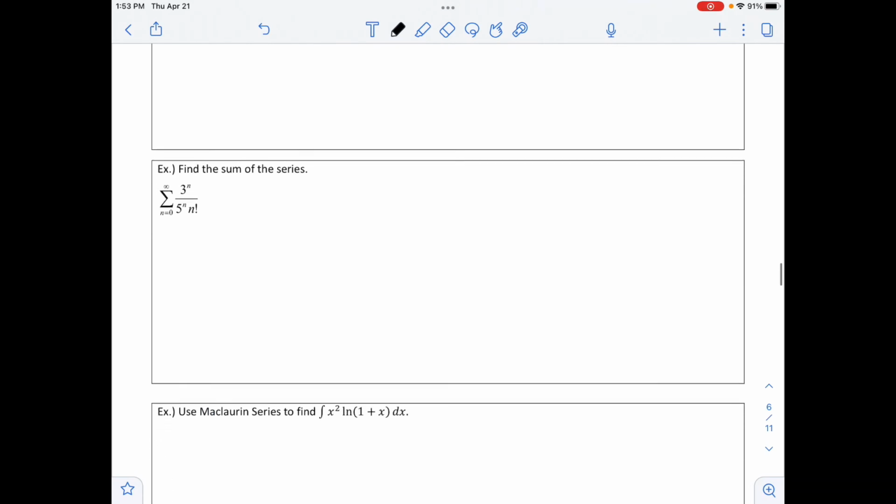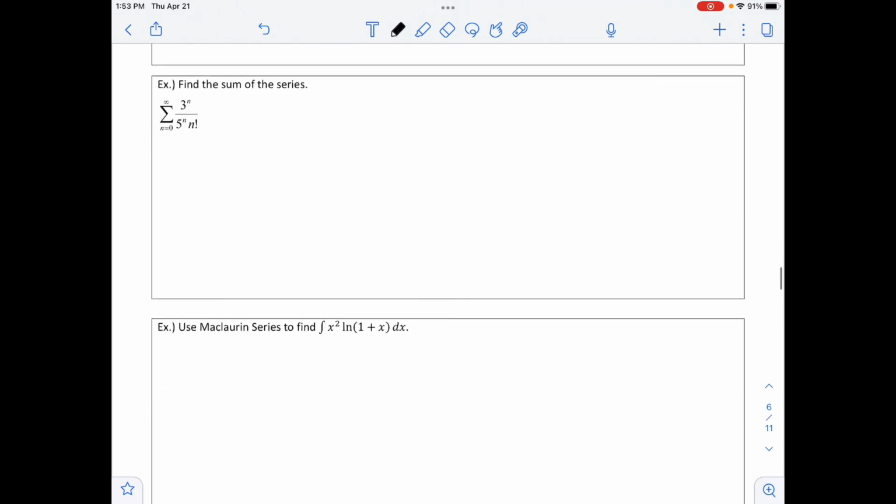The next example says find the sum of the series, and this one is the sum from n equals 0 to infinity of 3 to the nth over 5 to the nth times n factorial. And so I notice that I have 3 to the nth and 5 to the nth, so I'm going to rewrite this as the sum from n equals 0 to infinity of 3/5 to the nth power times 1 over n factorial.